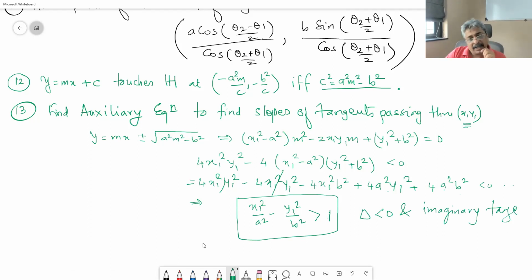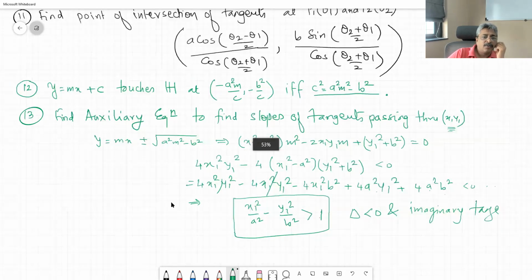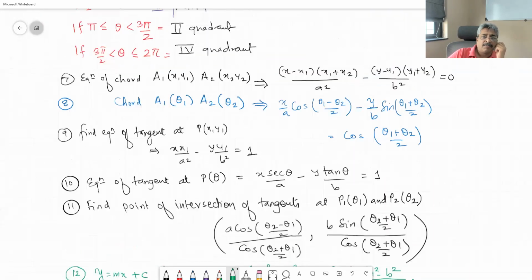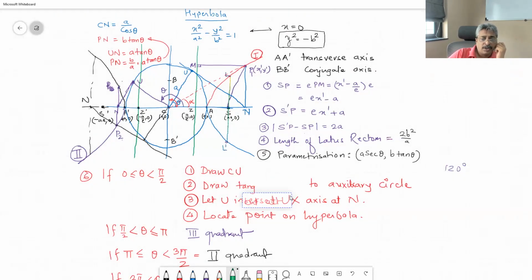Okay, so the point x1, y1 should be such that they make this ratio greater than 1. So let us go to the diagram and find out which particular zone we will have this. Say if the point, let us put point 0, 0. No, 0 comma 0 is a very special point. Let us take any point on the x-axis. Say, suppose we want to draw a tangent from this zone.